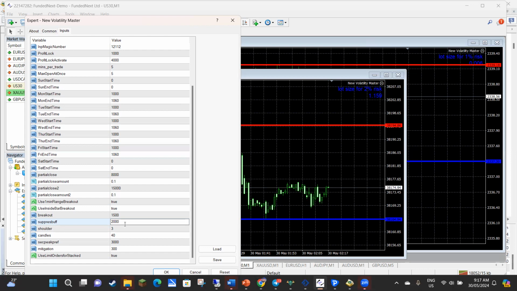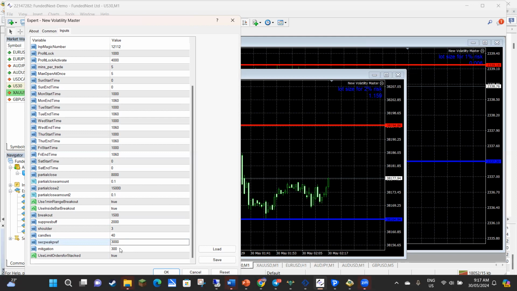So I will make some settings. I haven't got templates or anything made up for this one, but I will leave the default settings that you'll get with the software to suit US 30. Depending on your broker, though, all of these distances, so the breakout, the support and resistance, the second peak preference, the mitigation, if you're with a broker that calculates a pip smaller, you'll have to take a 0 off all of them.